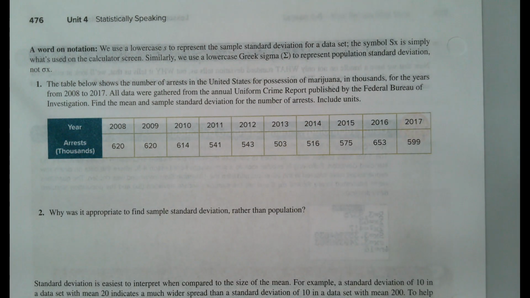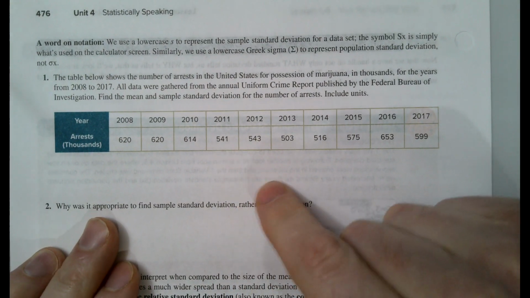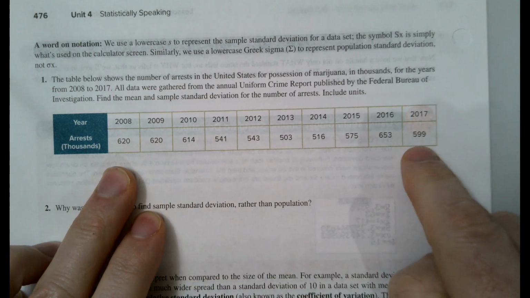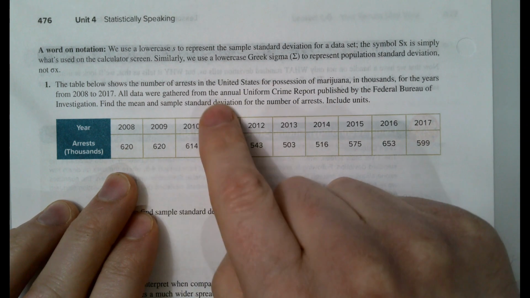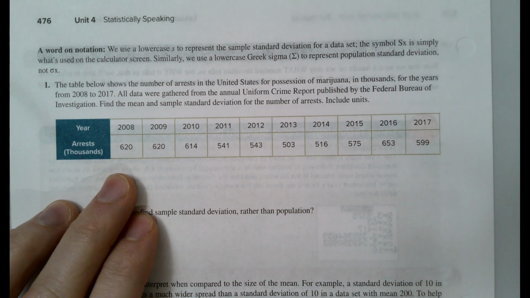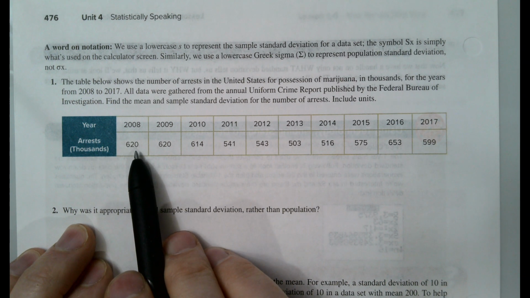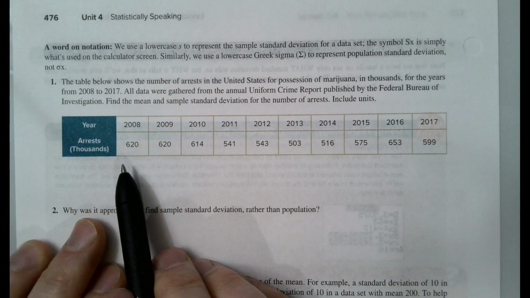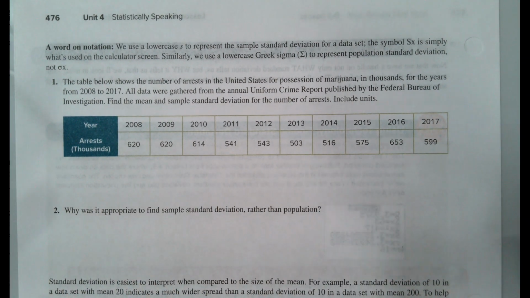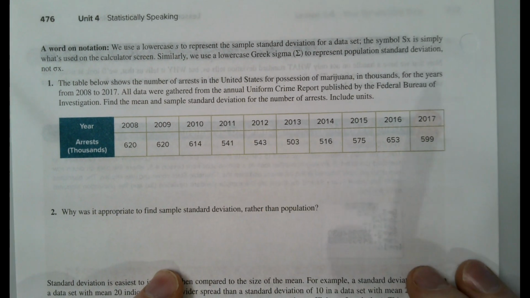Okay, so now we're going to calculate a standard deviation from another data set. I'm going to use Excel, but then I'll show you how you can copy and paste this into Desmos. So this data set is the number of arrests in the United States for possession of marijuana. Note that these are in thousands, so this is 620,000 arrests in 2008. That's a very common way we don't write all the numbers out, to make it smaller. And we're going to find the mean and the standard deviation for this. We're also going to include the units.